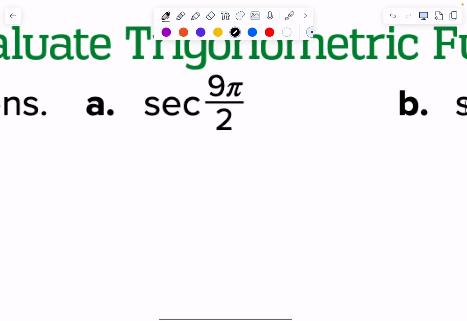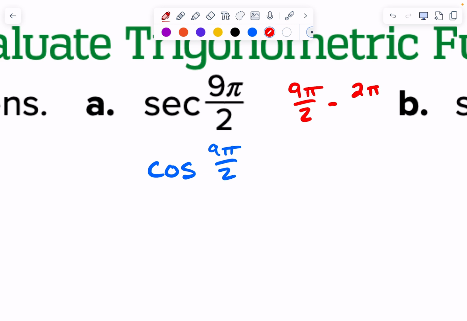Okay, same thing again, except a little different. Secant of 9 pi over 2. I don't have a secant, so I'm going to do what instead? Instead of secant, we're going to do cosine of 9 pi over 2, except 9 pi over 2 is not on your unit circle. Why not? He's too big. So what do we do to make him smaller? Subtract 2 pi, right? Because that's one full circle.